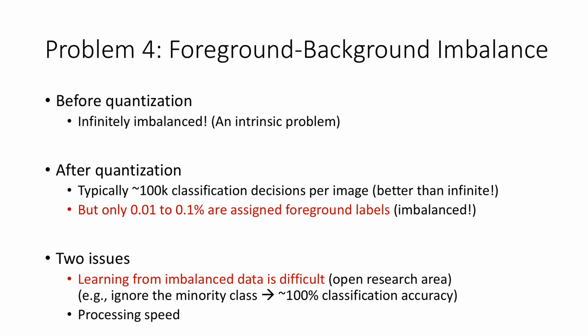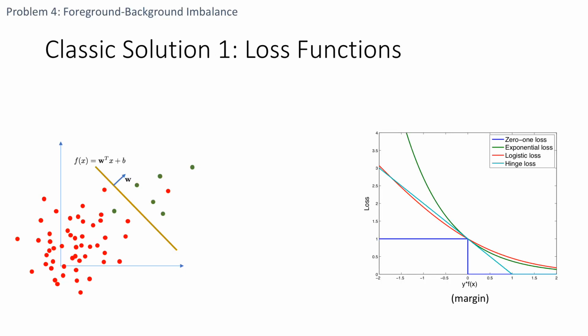The second entangled issue is that of processing speed. A system that spends a lot of computation classifying background boxes may be needlessly inefficient. There are several classical solutions. The first addresses imbalance via the loss function used to train the classifier.